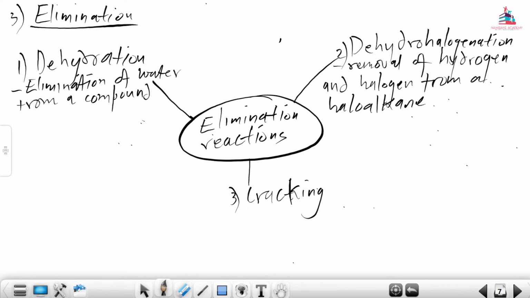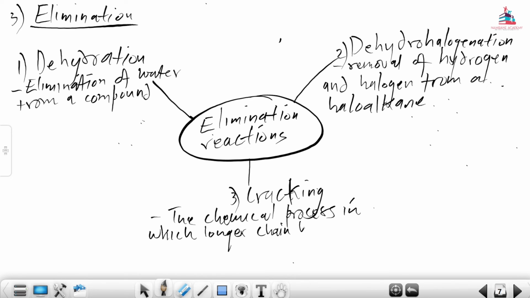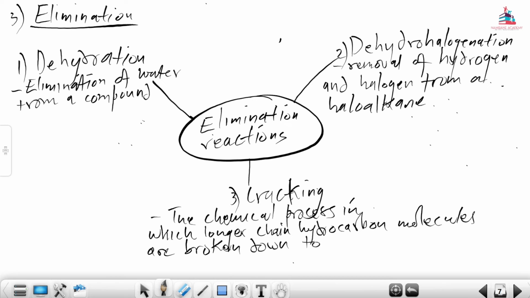Then we have cracking, which is defined as the chemical process in which longer chain hydrocarbon molecules are broken down to shorter, more useful molecules.